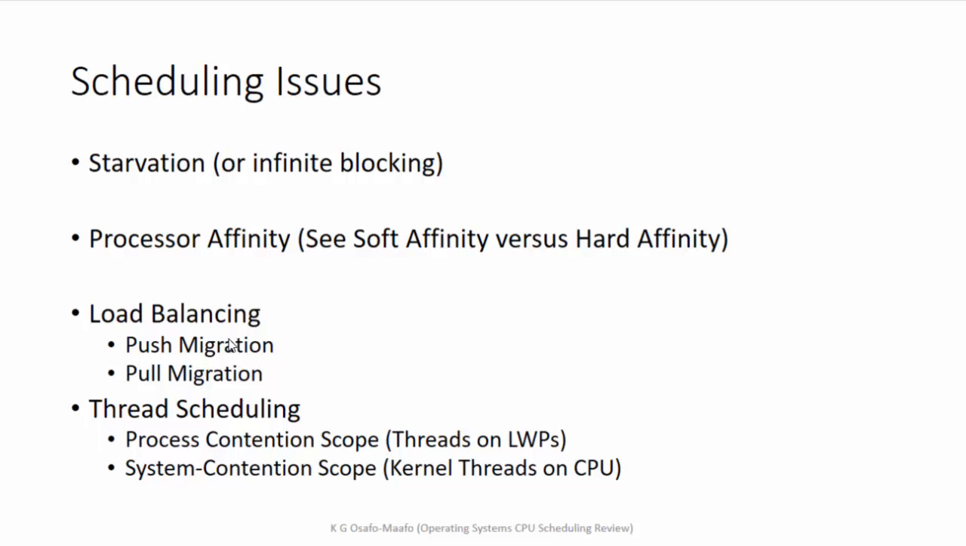If we say push migration, then it usually means that work is being pushed from the processor that is having a lot of load, from the high load to the low load. Pull is the other way around, where the processor that has less work can request more work from others. Anytime it doesn't have any work, it could say, please, can someone give me or share their work with me?